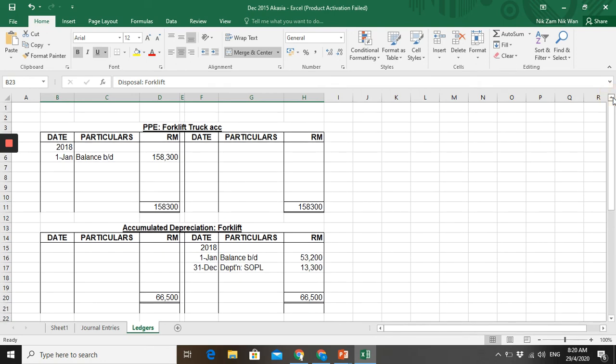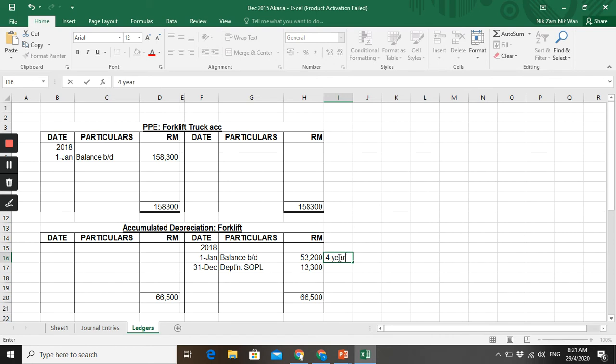After 5 years, we have the year 2018. So the beginning of after 5 years is 1st January 2018, where you have the opening balance. 158,300 is already an opening balance. Why? Because you already recorded the acquisition 5 years ago, so now it is kept as opening balance. Your accumulated depreciation is also an opening balance of 53,200. How do I get 53,200? That is for a period of 4 years.